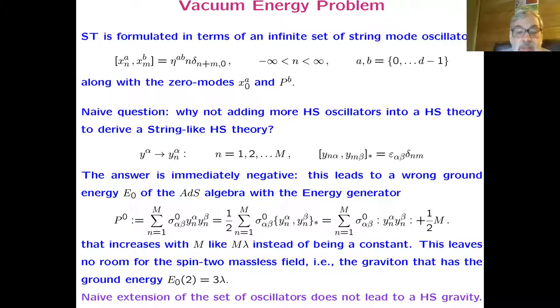Okay, but this has an immediate consequence: the lowest energy now increases with M. If we introduce lambda, it becomes M times lambda. But to have a graviton in the spectrum, we don't need this increase with M. We need something like 3 lambda forever. This is the graviton, nothing else on anti-de Sitter. So by proceeding this way, one immediately runs into the difficulty that there is no room for a graviton, which means there is no room for gravity, which means that this theory is not particularly interesting as a theory of gravity, as an extension of gravity. So here is the problem.